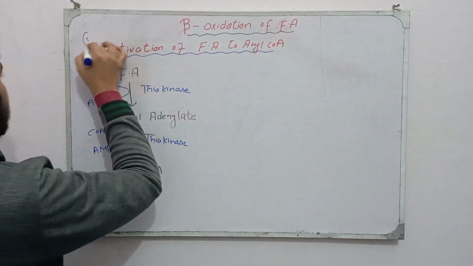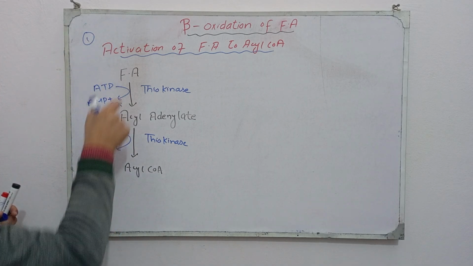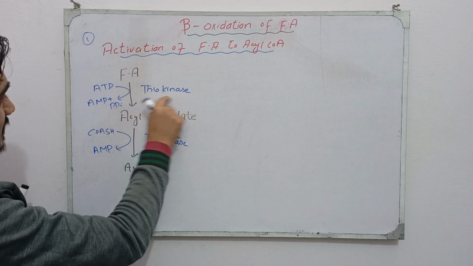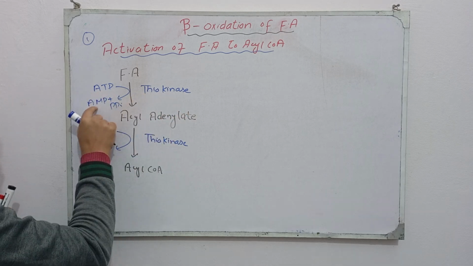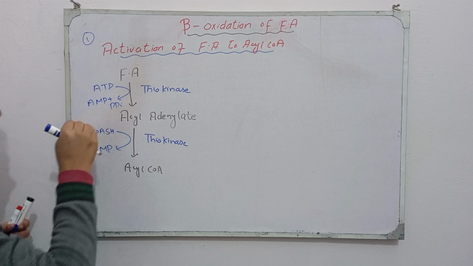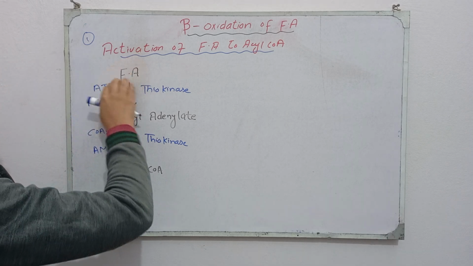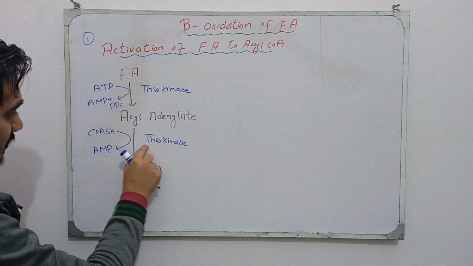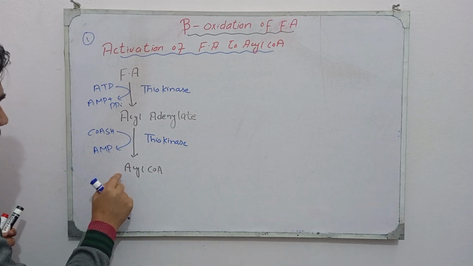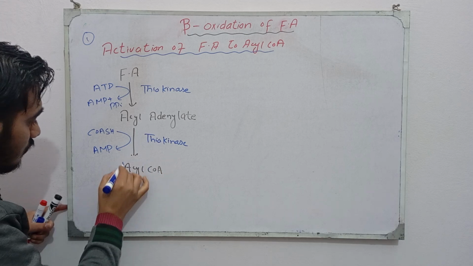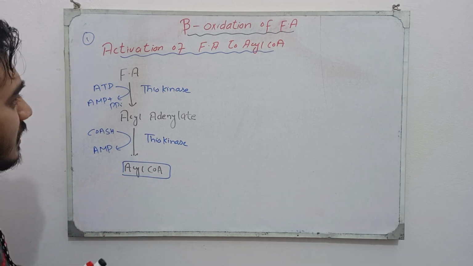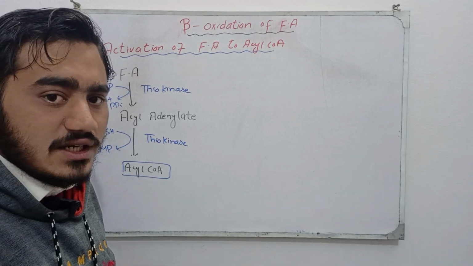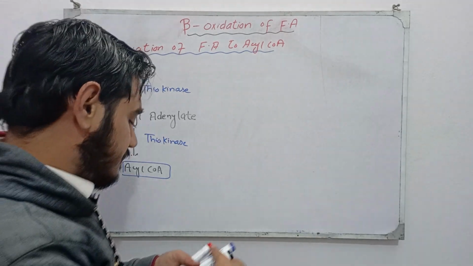This is a very important step. First of all, fatty acid converts into acyl adenylate with the help of thiokinase enzyme, and ATP converts into AMP and PPi, a very high energy phosphate bond. It is utilized by fatty acid and converts into acyl adenylate. In the next step, with the help of thiokinase enzyme again, it converts into acyl CoA. Now the next step is the transport of acyl CoA inside the inner membrane of mitochondria.